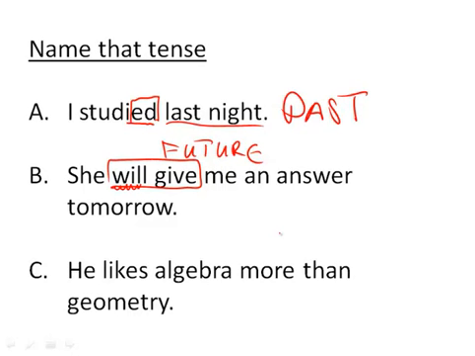And finally, C. He likes algebra more than geometry. Great. Where's the verb? What's he doing? Well, he's liking. So we know that this is the verb. What is he liking to do? He's liking algebra more than geometry. Is he doing that tomorrow? Was he doing that yesterday? No, it's something he does now and he continues to do. And so we use present tense to describe ongoing states. And this ongoing state is his liking of algebra more than geometry. He likes, therefore, algebra more than geometry, present tense.